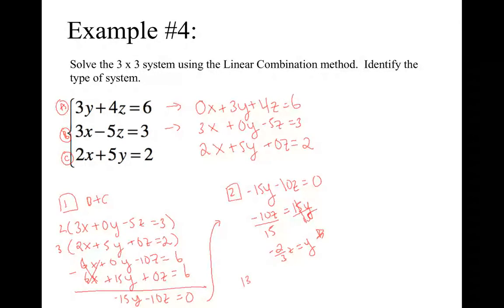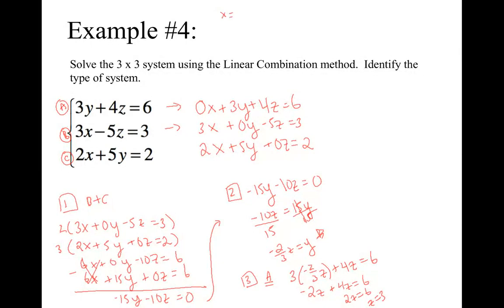In my next step, I'm going to plug this back in to something that has y and z, right? Oh, look, I'm going to plug it back into A, y and z. So in the place of y, I'm going to do 3 times negative 2/3 z plus 4z equals 6, right? So then I only have one variable. Negative 2z, they cancel, multiply by 3 and divide by 3, plus 4z equals 6. This is going to give me 2z equals 6, so z equals 3.